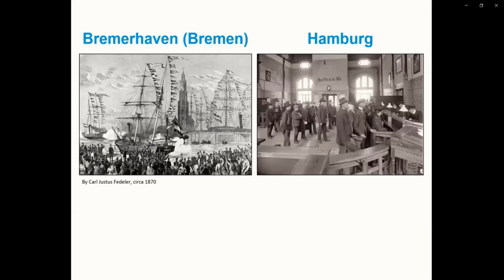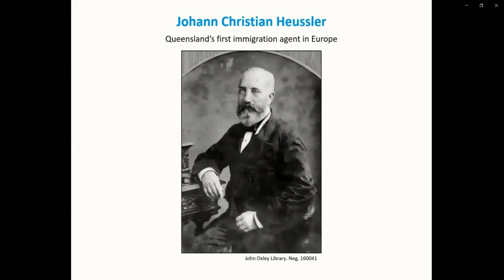After its separation from New South Wales, Queensland's assisted passage schemes encouraged many Germans and Scandinavians to land in Queensland ports rather than the southern colonies. The first Queensland government of 1859 set up an immigration committee and sent Johann Christian Häusler, a successful German businessman in Brisbane, to Germany to recruit immigrants for Queensland.